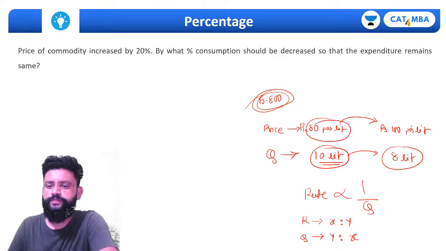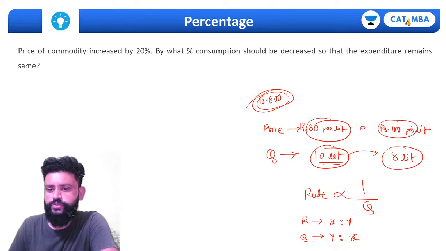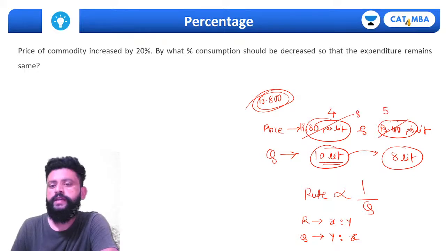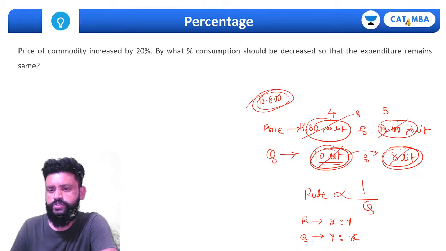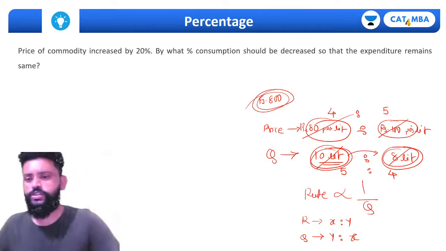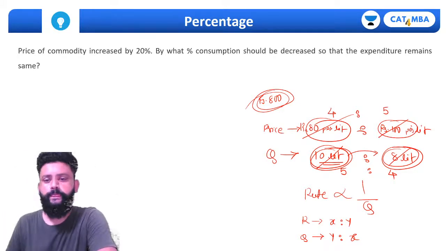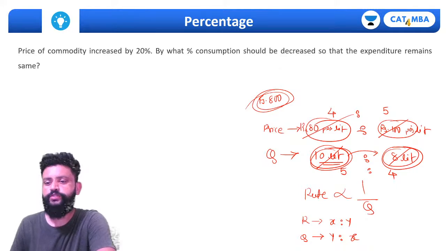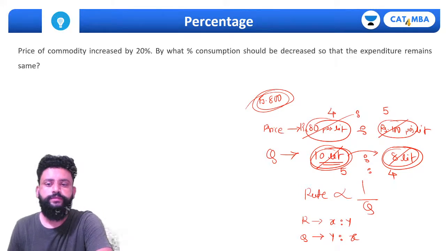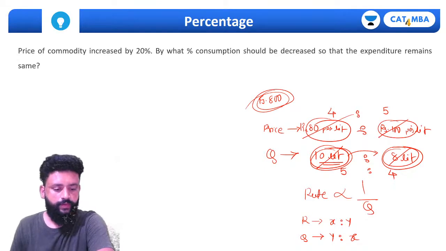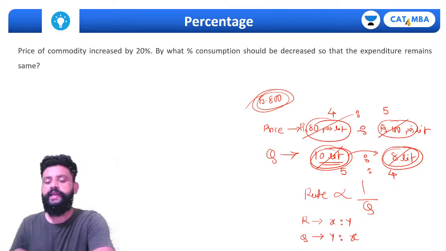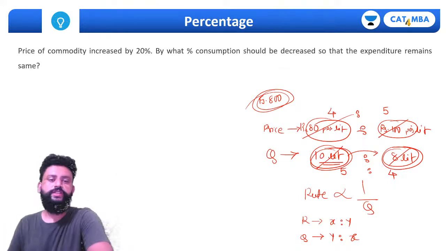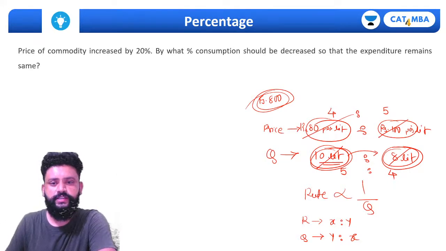Look at these values. 80 is to 100. This ratio is 4 is to 5, and 10 is to 8, this ratio is 5 is to 4. So hopefully you understood this concept, right? An important thing to remember. Right, so why was I telling you all this? Because now we have to use it in this question. How to use this here?